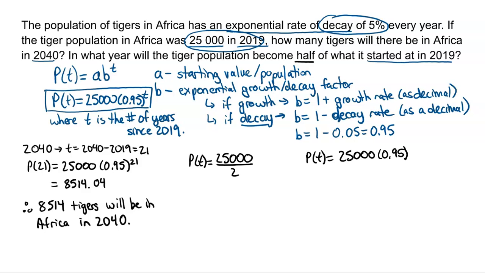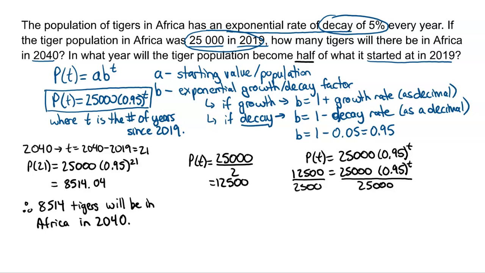In this case, we don't know what t is, but we do know what that P of t population value is. It's 12,500. So I'm replacing the P of t with 12,500, and I'm going to try to rearrange the equation to solve for t. Now the first thing we have to do if we're trying to rearrange this equation is multiply or divide first. We want to deal with the exponent last.